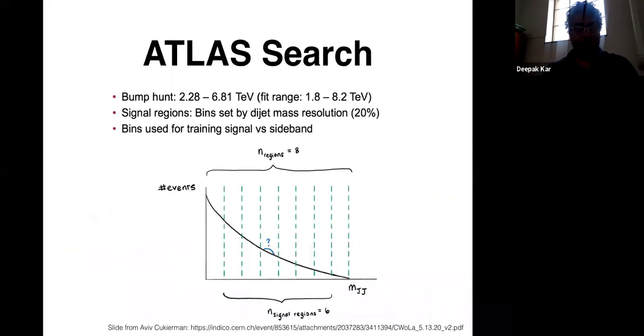So let's look at an example. They did it in Atlas. We call this search a bump hunt because, as you see in my picture, it's a bump over the continuously falling background. So they looked at the range of 1.8 to 8.2 TeV, which is a huge range.